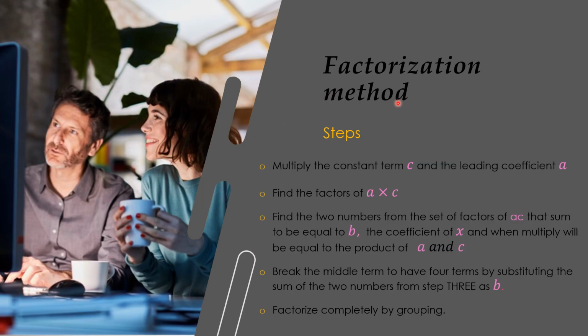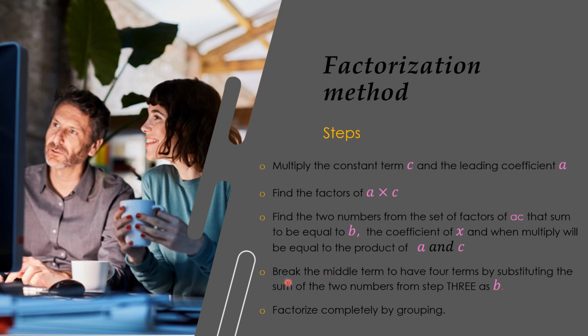Let's focus on the first method, that is the factorization method. What are the steps to perform the factorization method? Step 1, multiply the constant term c and the leading coefficient a. Step 2, find the factors of the result of a times c. Step 3 says we should find two numbers from the set of factors of ac that sum to be equal to b, the coefficient of x, and when multiplied will be equal to the product of a and c.